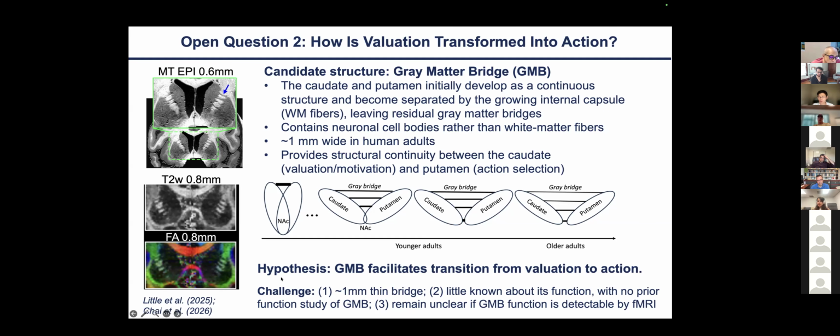But you can imagine the challenge of studying this gray matter bridge. First, it's very thin, 1 millimeter, like a thin bridge. So you need sufficient resolution, and I also didn't find any previous literature studying the function of this region. When we initiated this study, we didn't know if the gray matter bridge response could be detected by fMRI. So this is our second hypothesis we want to study.